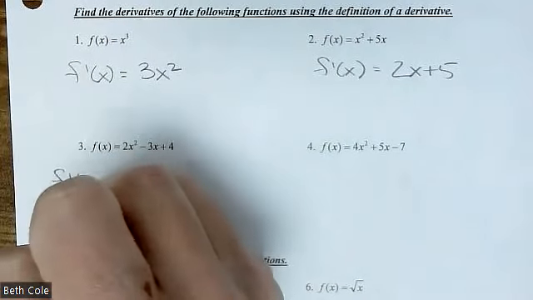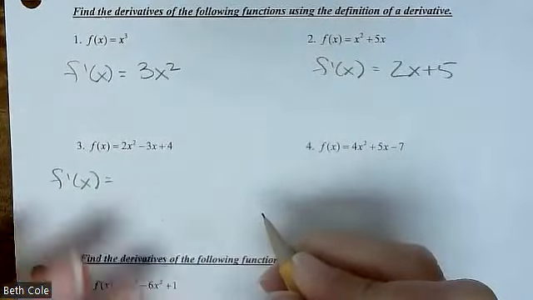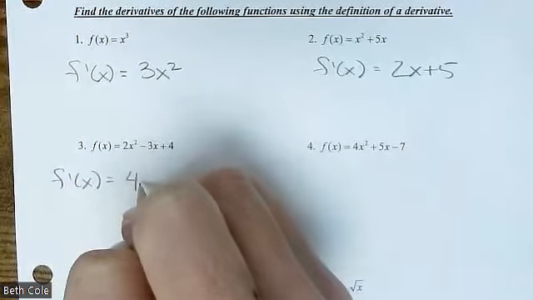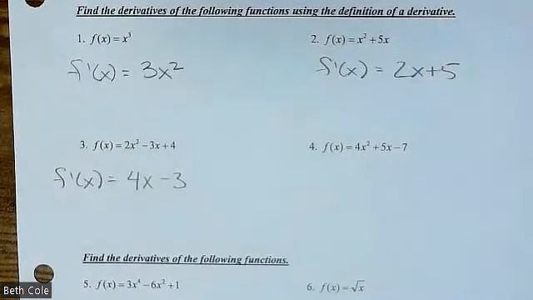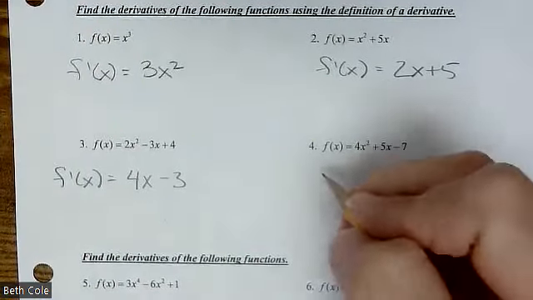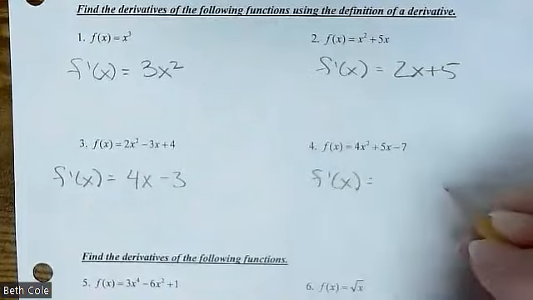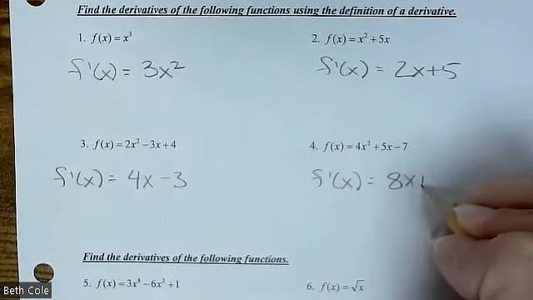Group 3, that was you guys in the back. What did you get? That's really, really close. 4x. Mine too. Okay, there we go. I agree. And then group 4, what did you get? 8x plus 5 is right.